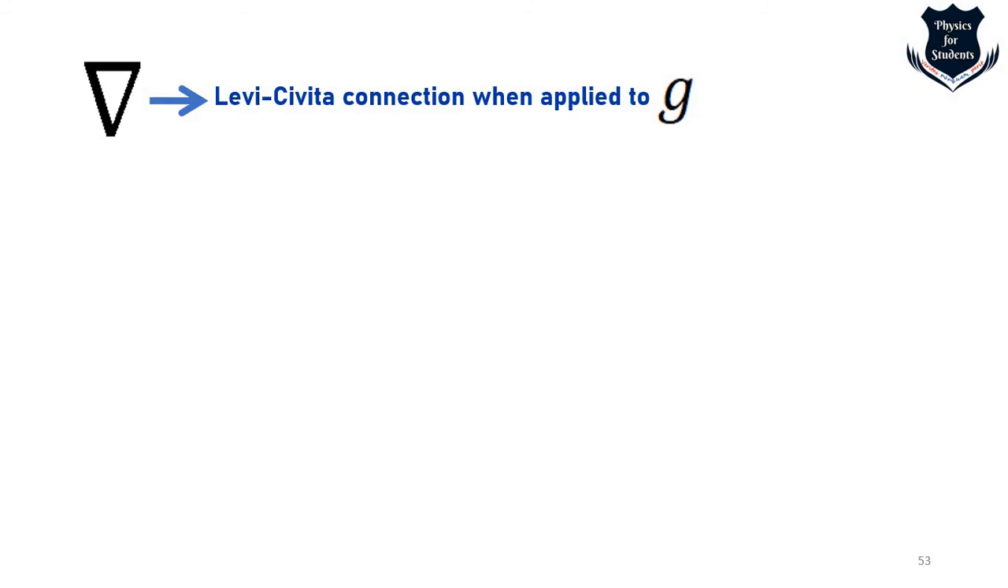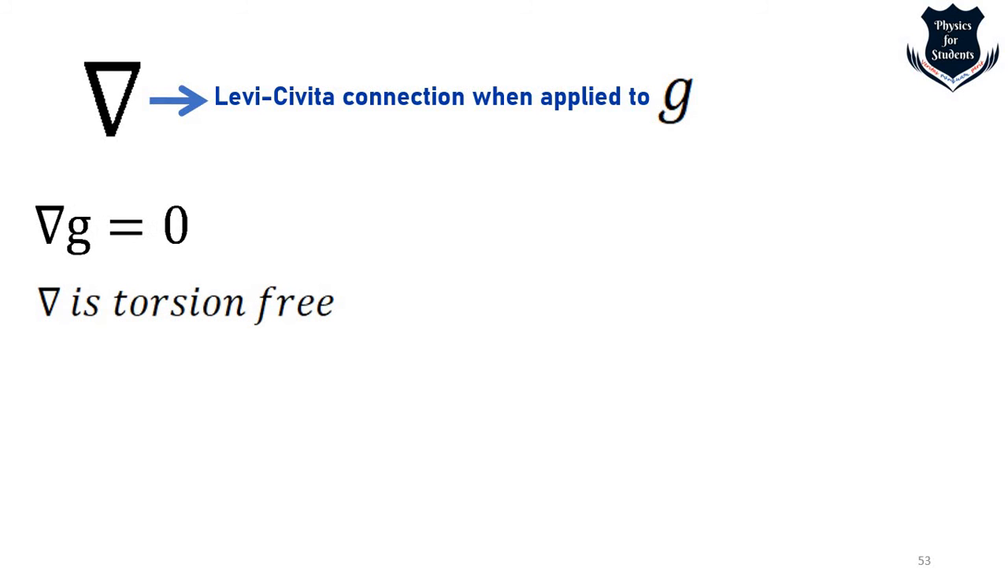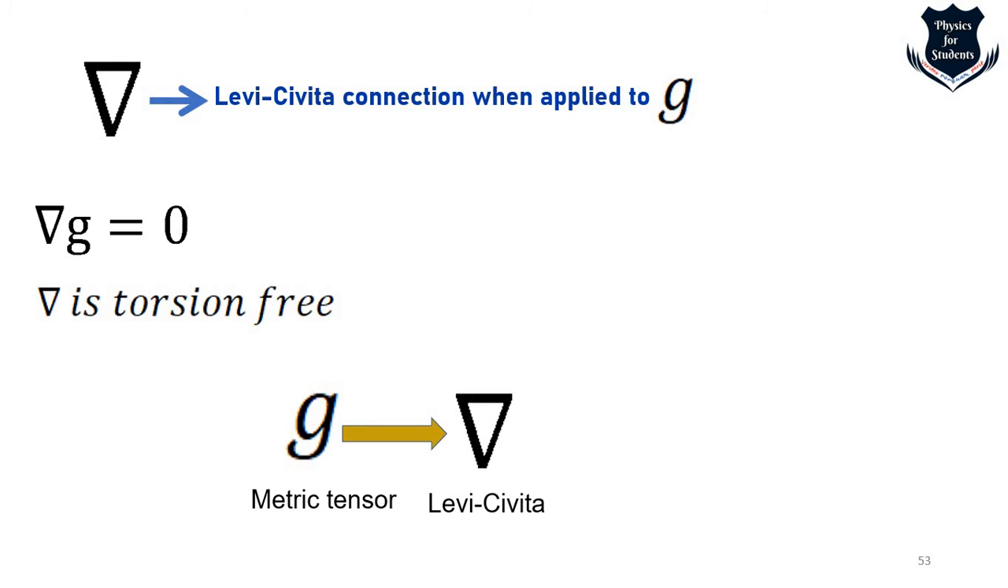Okay, so this is what we know: the Levi-Civita connection, when applied to G, is completely specified, and it is torsion free, right? So the metric G, the metric tensor, describes the Levi-Civita connection, which in return completely describes the Riemann curvature tensor.